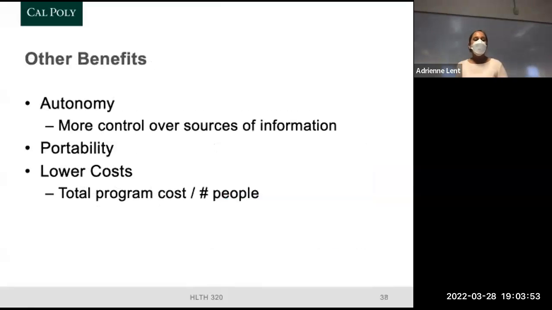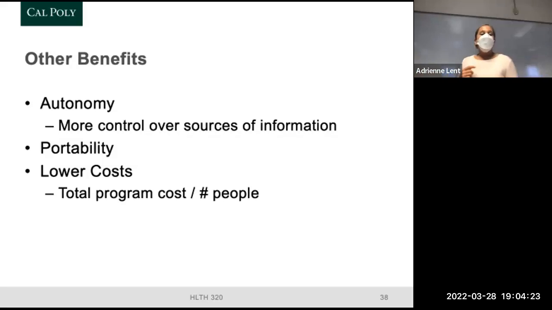Some other benefits: autonomy. You have more control over the sources of information that you read, right? And that you absorb. Portability. We've got small portable devices that can go everywhere with us now, right? So cell phones can be used to deliver health promotion programs. How many of you always have your cell phone with you? Yeah, right? So that's another huge benefit.